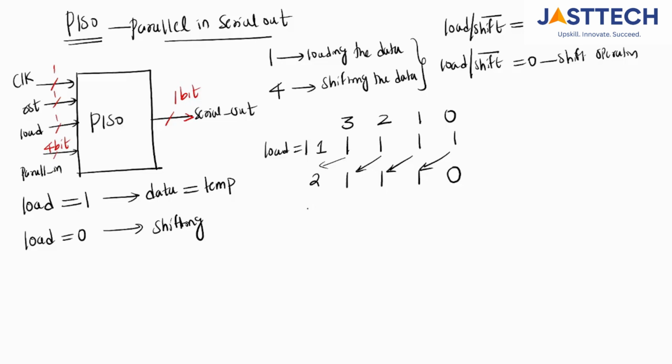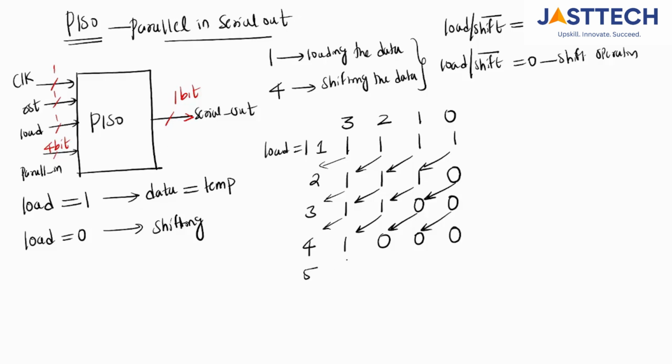At the third clock pulse, this will go, and you are shifting this one and this one, and 0 will come here, and whatever the vacant position is there will be loaded with 0. At the fourth clock pulse, the 1 will go, and 1 will be shifted here, 0 will be shifted here, and 0 here, and whatever the vacant position is there will be loaded with 0.